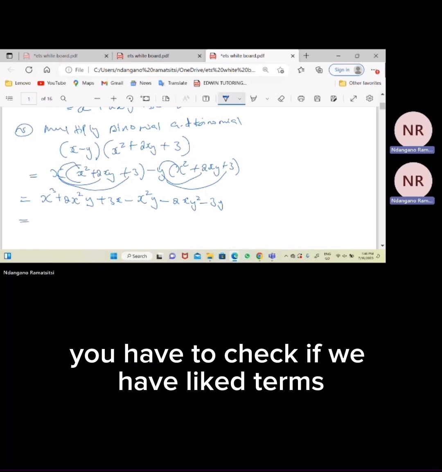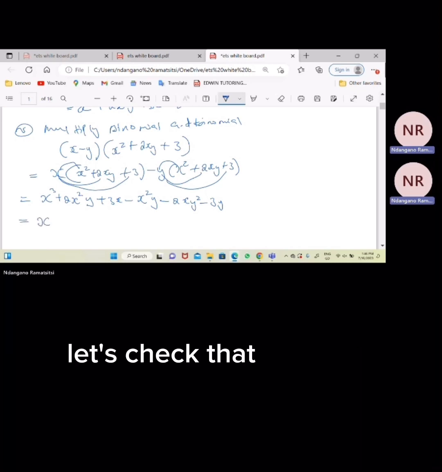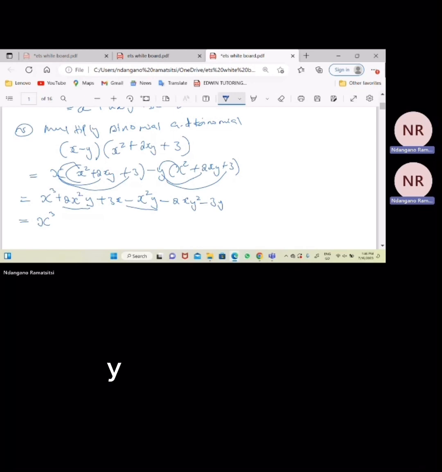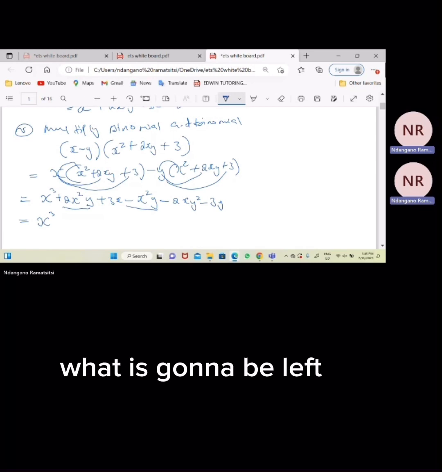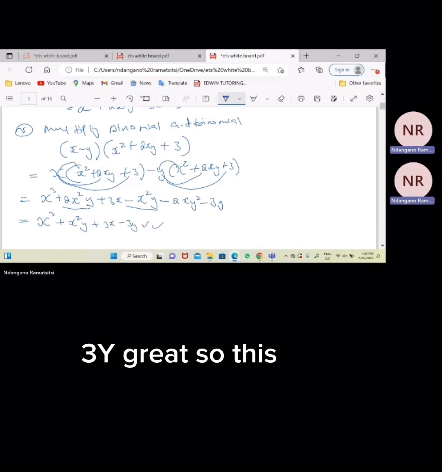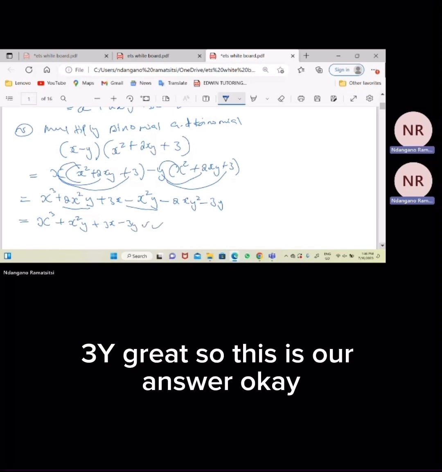if we have like terms. Okay, so let's check that we have like terms. We have this one, negative x squared y, and also 2x squared y. Great, that's our like term. So positive 2x squared y minus x squared y, what is that going to be left with? Positive x squared y plus 3x minus 3y. Great. So this is our answer. Okay.